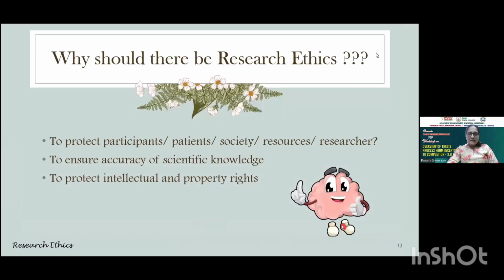So why there should be research ethics? So there are 3 reasons why there should be research ethics. So we will deal with one by one. So the first one says to protect participants, patients, society, resources, and the researcher.